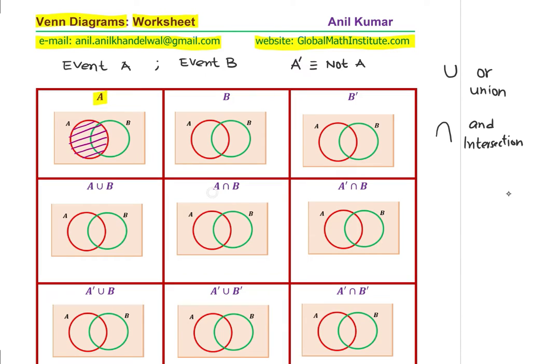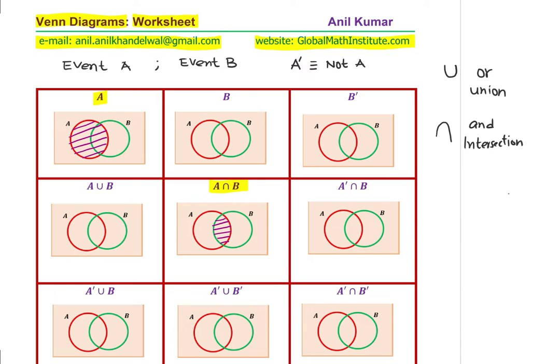If I want to shade A intersection B, then it means both A and B, common to both, right? So in that case, the intersection will be the portion which is now being shaded. Is that clear to you?